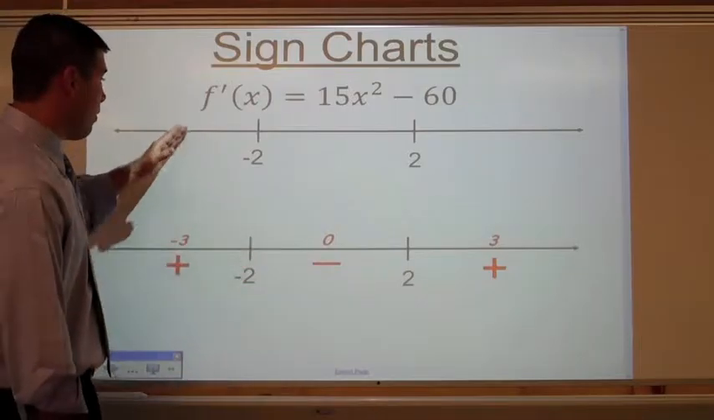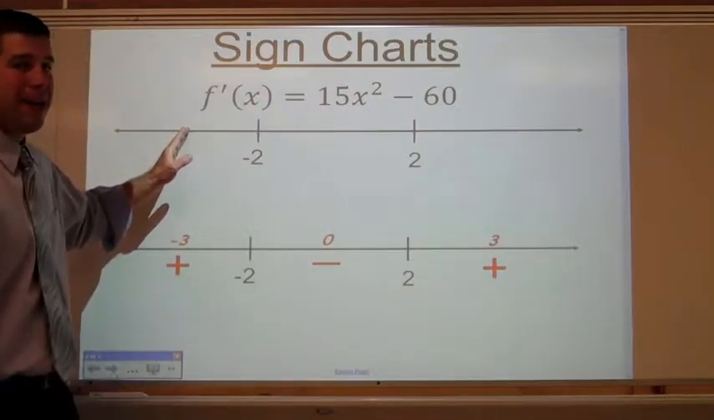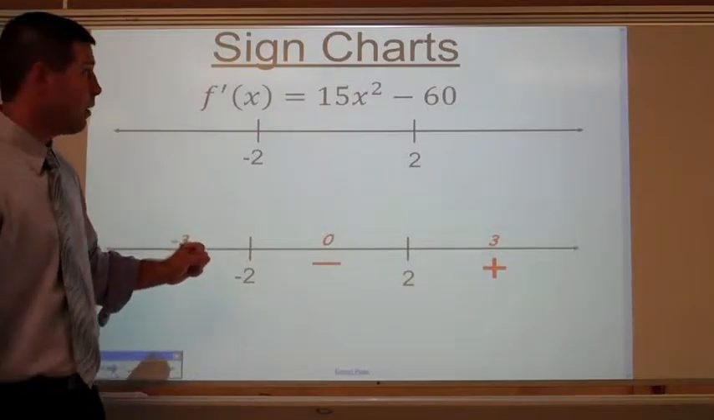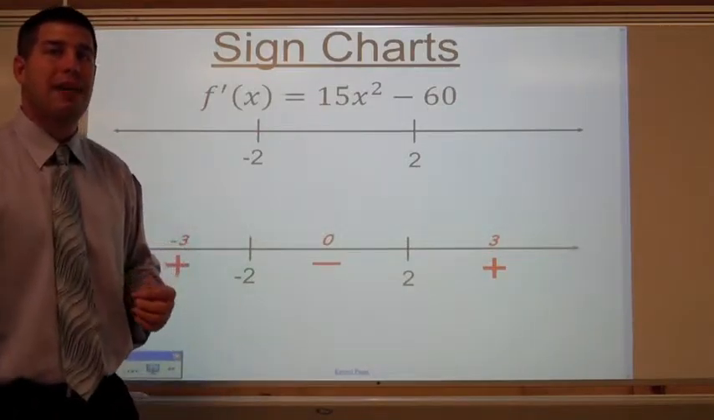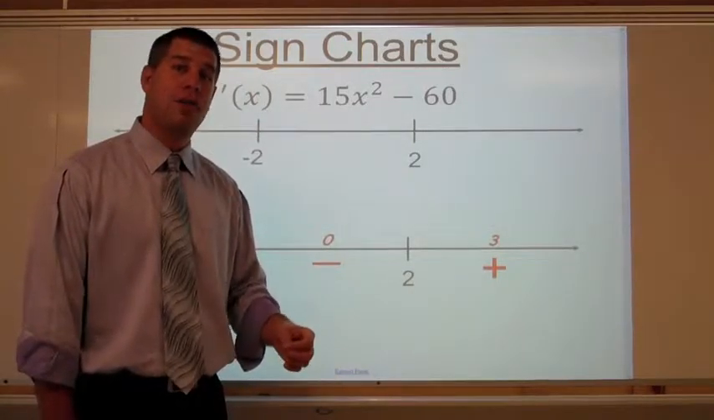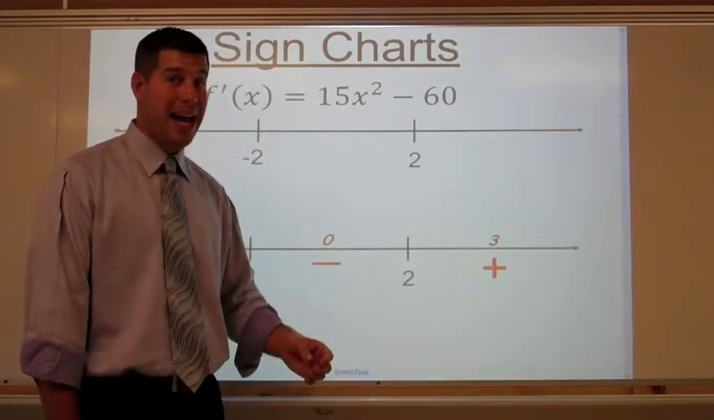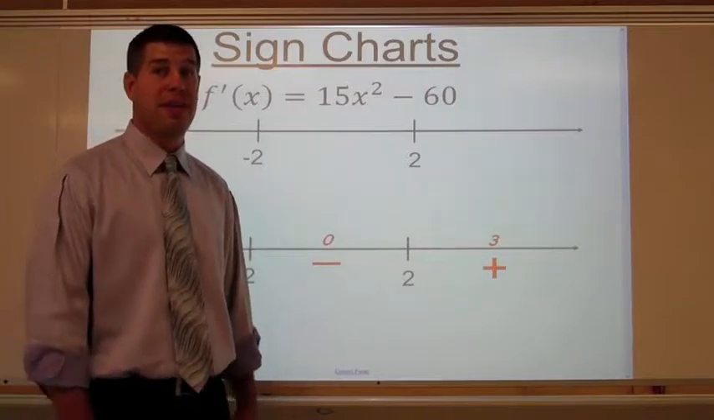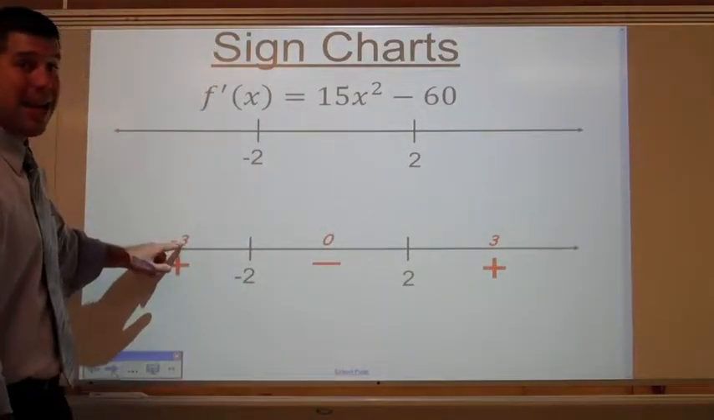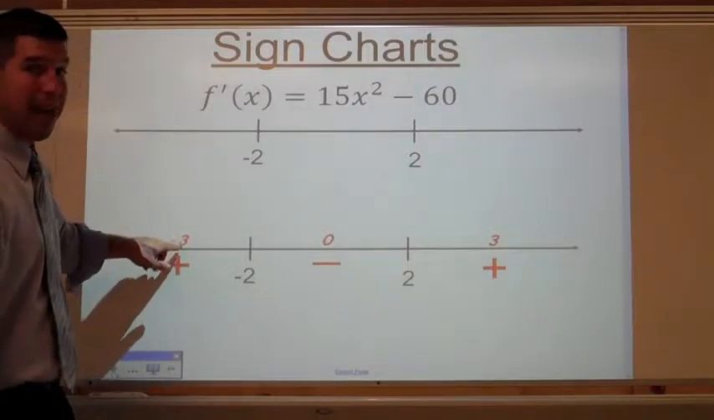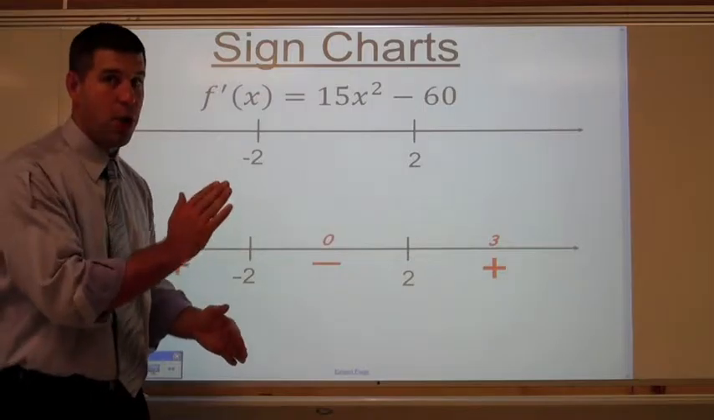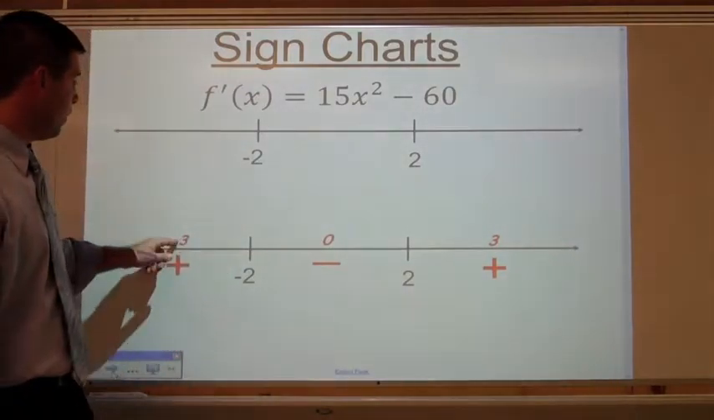I know it's doing the same thing over here, so you want to pick a number to the left of -2. I pick -3. Realize that you're looking to see if the function is increasing or decreasing. So all that matters is the sign of the derivative, whether the derivative is positive or negative. The actual value of the derivative doesn't matter, as long as you know if it's a positive number or a negative number. So I take -3, and very important, I plug -3 back into the derivative to see the slope of the tangent line. I know if it's going up or if it's going down.